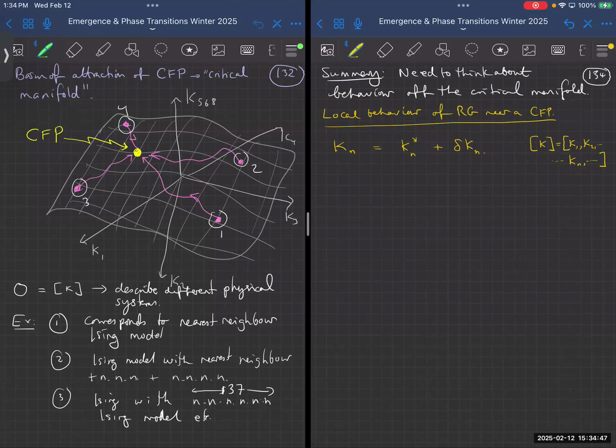So I took the nth component of that. The critical fixed point, K star, is equal to all of those things, but with a star on them. And then I'm going to linearize around that critical fixed point. So each component of my coupling constant vector will have some perturbation that tells you how far you are away from the critical fixed point. Kn star is the component of the critical fixed point for the nth coupling constant, whatever that might happen to be.